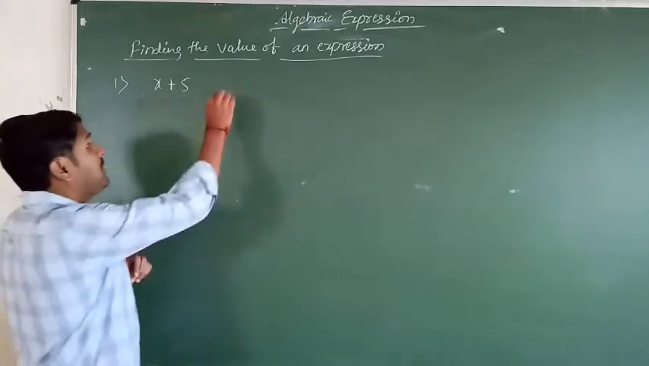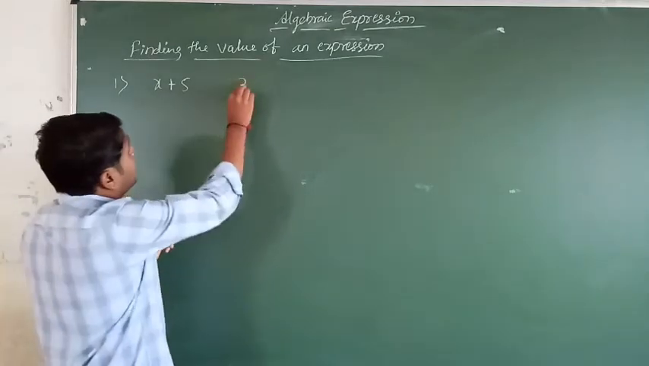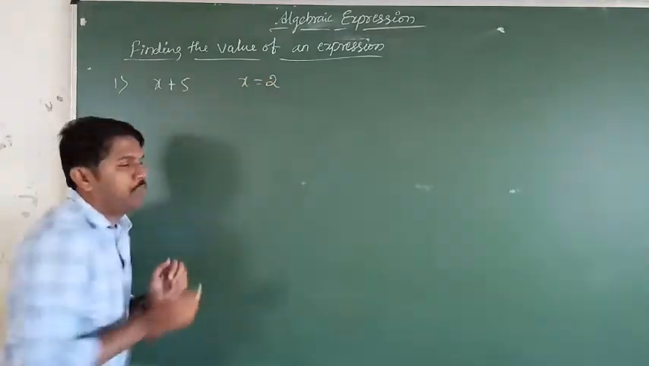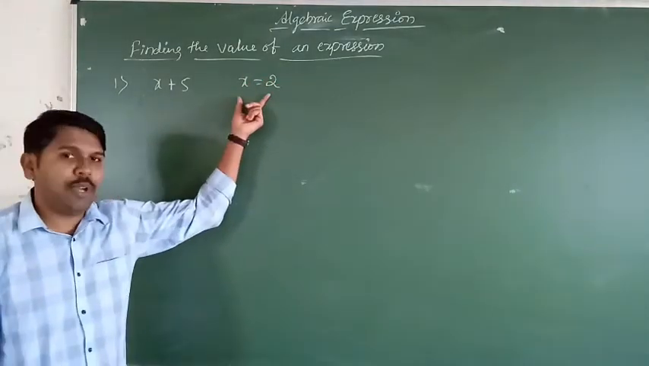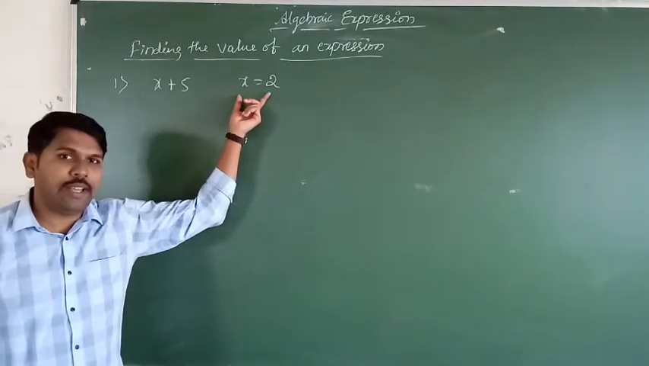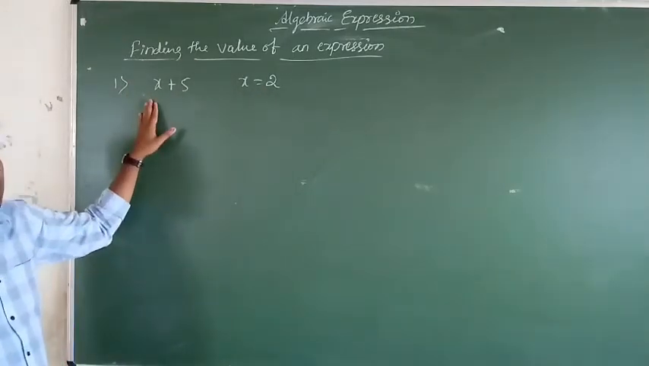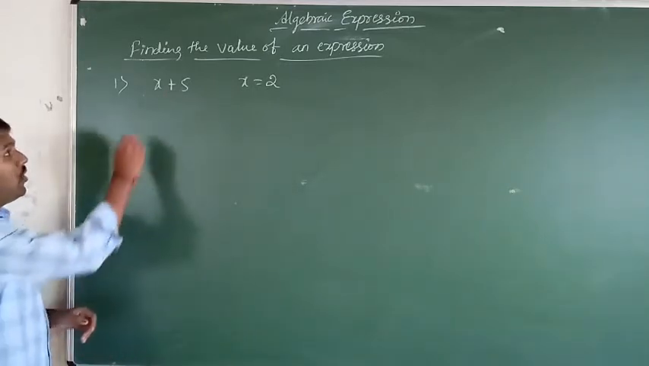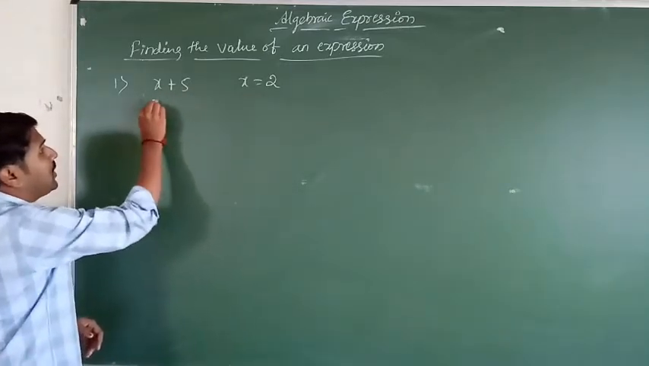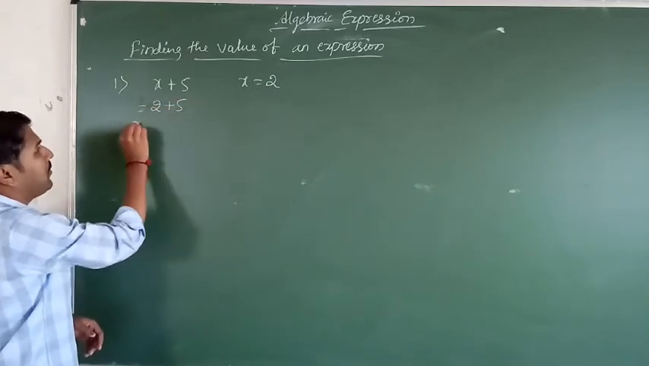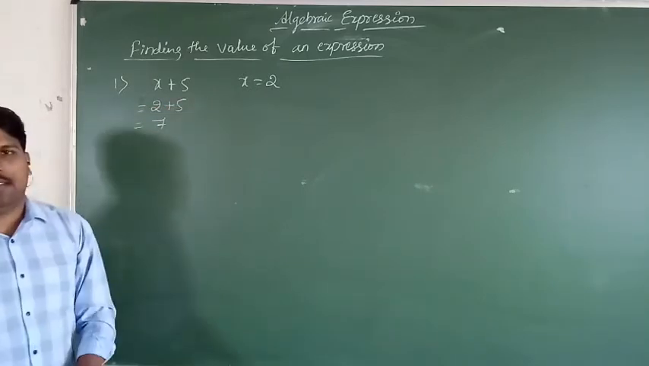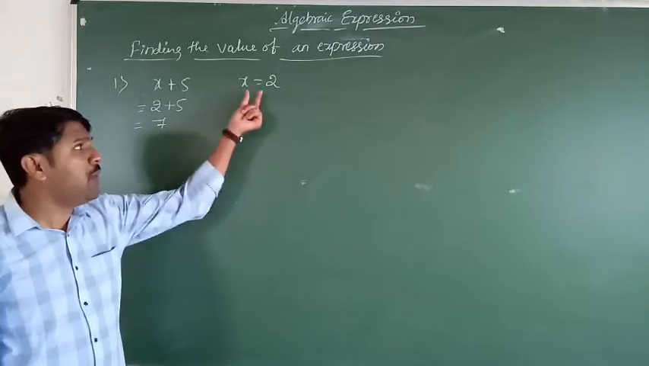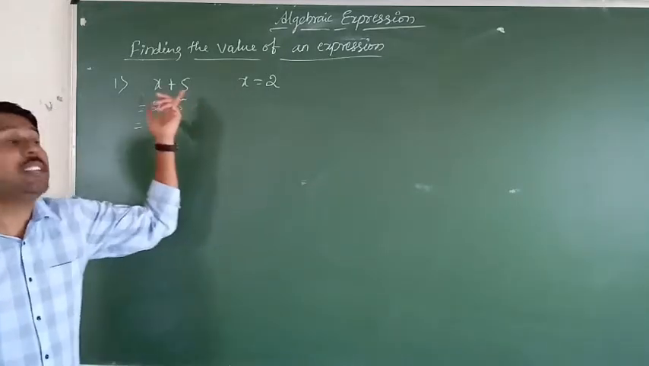They have already given the expression, so I will give x equals 2. So x equals 2 I have given, so this is the value of x. Just put the value of x in this expression, you will get the value of the expression x plus 5. So the x value is 2, that is 2 plus 5. So what is the answer? Answer is 7. Just put the value, you will get the value of that expression.